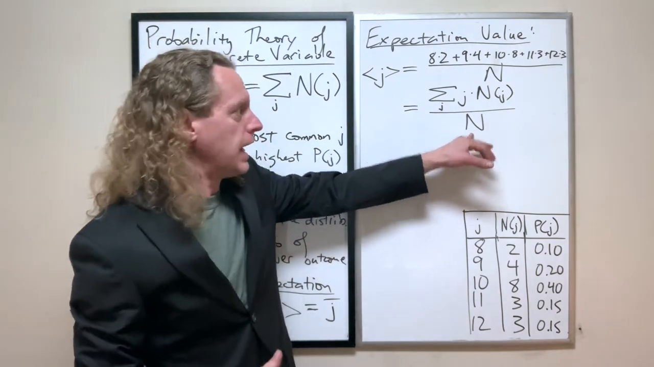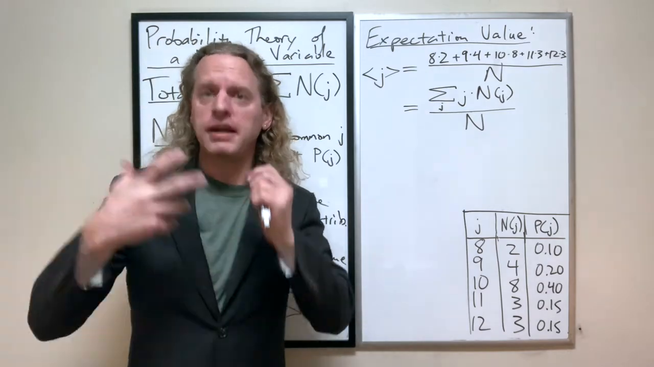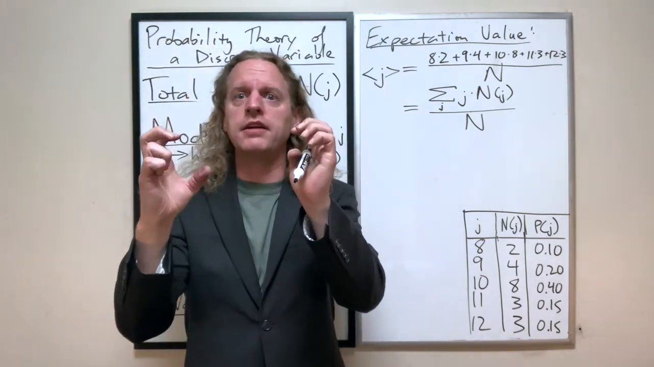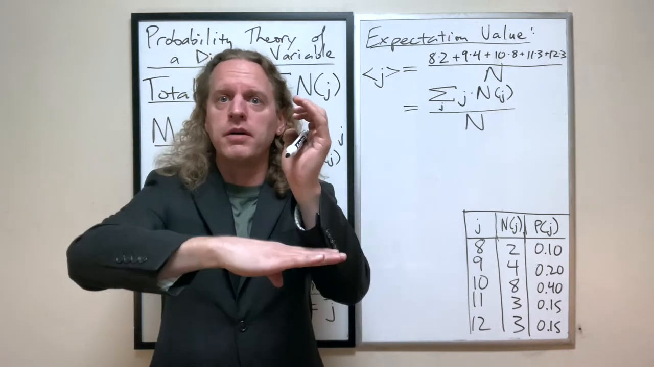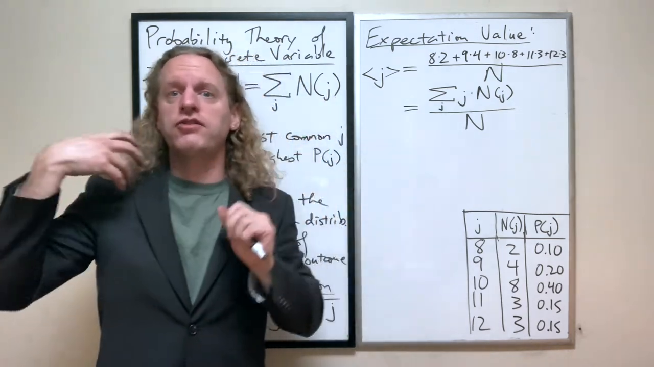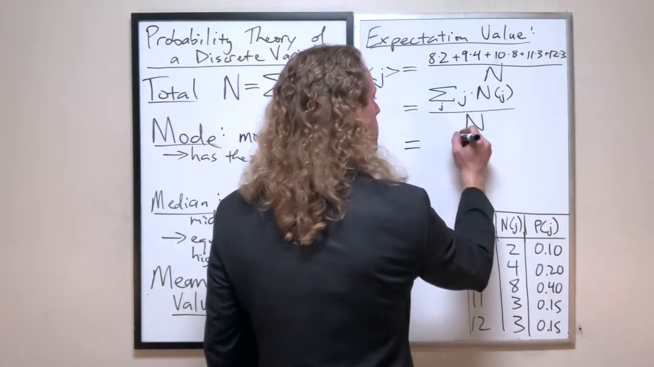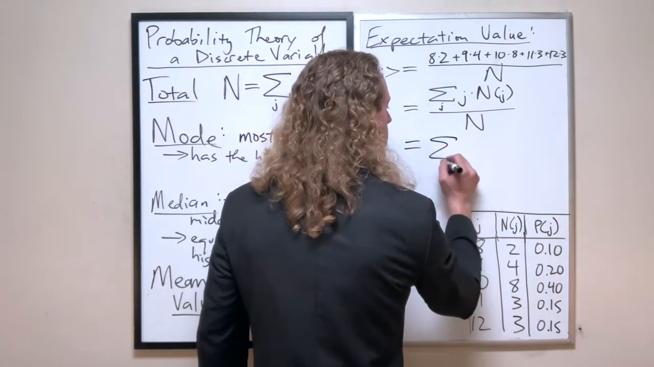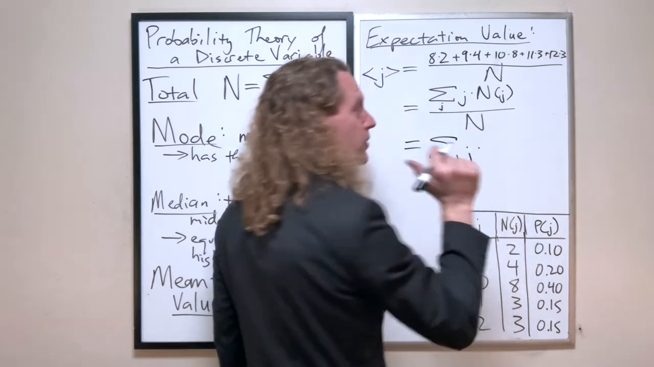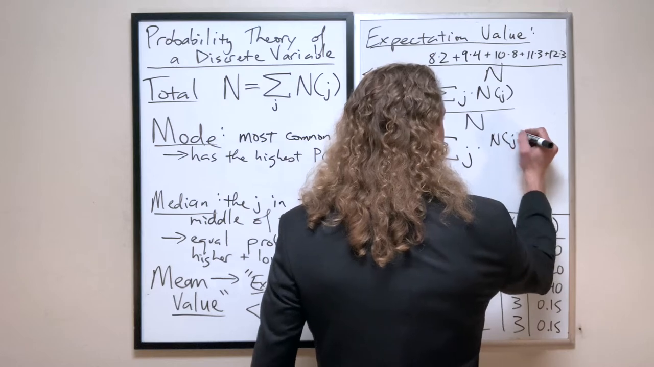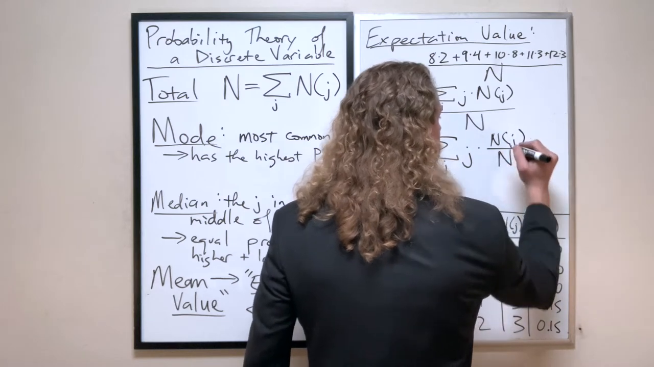but as you know, if you're adding a string of things and then dividing that entirety by some number, you can divide each term by that same number as well. So I'm going to rewrite that slightly as the sum over all j again of j, and I'm doing this suggestively, j times N of j over big N.